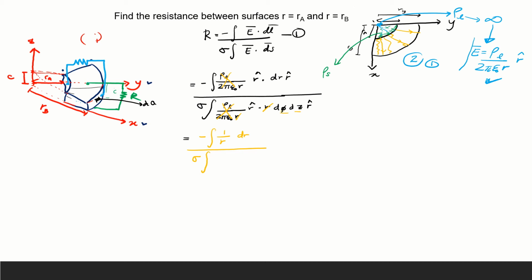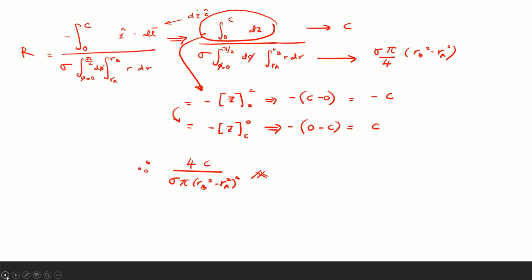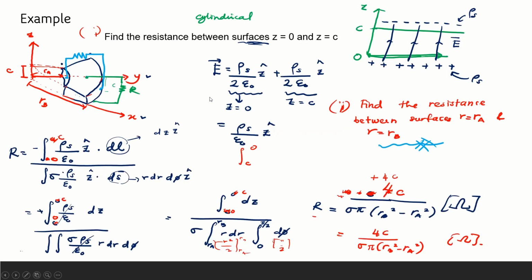So what are the limits? This is the integration for d phi, and this is the integration for dz. Now let's decide the limit for this 1 over r. If you relate to our previous equation that we solved, we took the limit in the same direction as the electric field, for example from 0 to c.